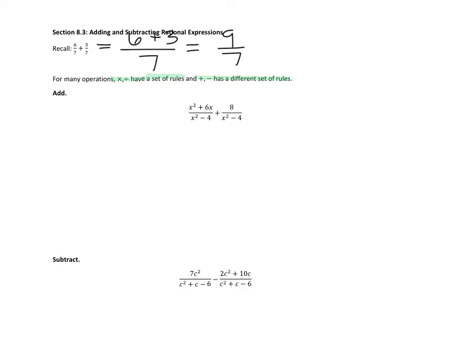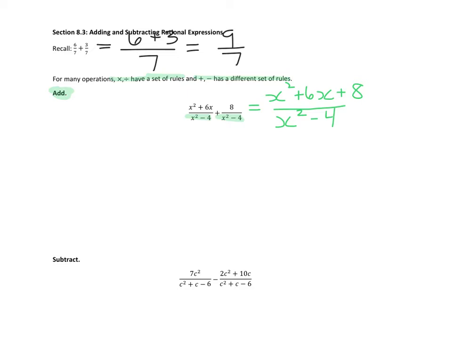And the instructions are to add. Remember, instructions are important. And when we add, the first thing we should look at is the denominator. And in this case, our denominator is the same. So that means we can go ahead and start doing our addition. So we keep the denominator and we perform the operation to the top. All right, and then it's plus 8, plus our other numerator.